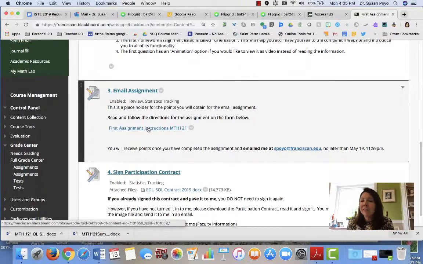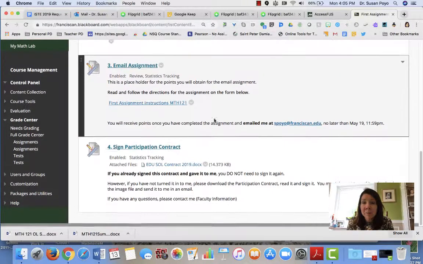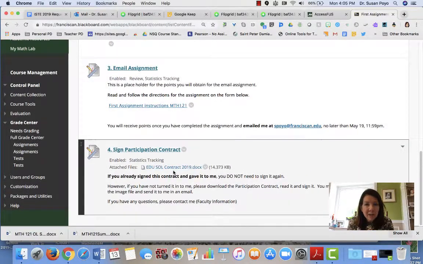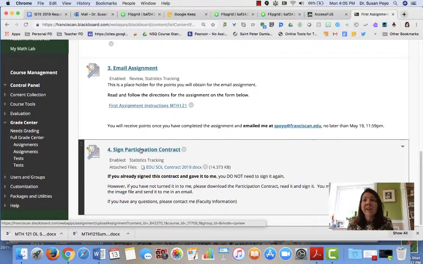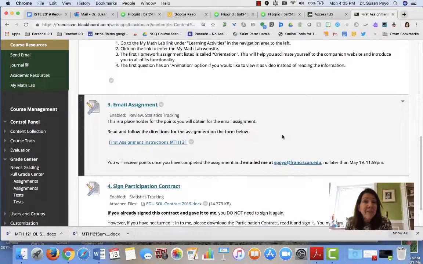And then finally, if you have not already signed your participation contract, I need you to do that, and you can upload it right here. However, those of you who've already done it, you should see in this area that it's already turned in and you've received 25 points. Okay, so that's just the basics for this first week and a half. If you have any questions whatsoever, please make sure that you let me know.